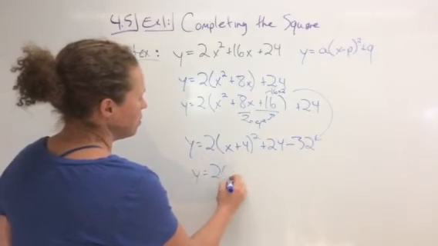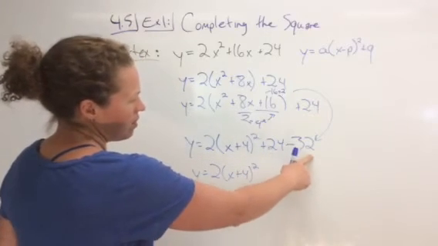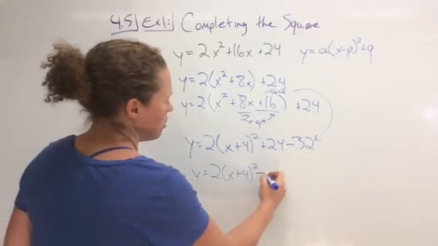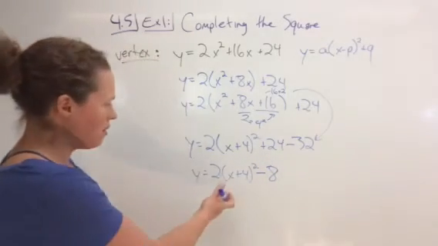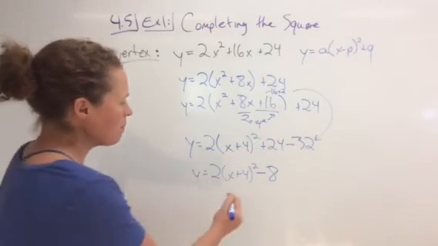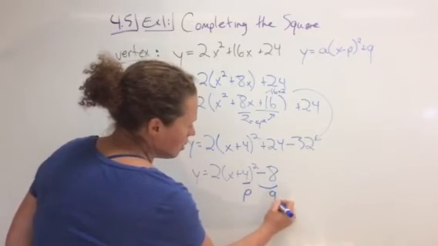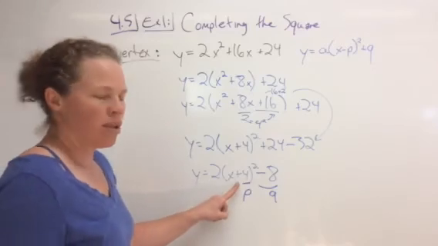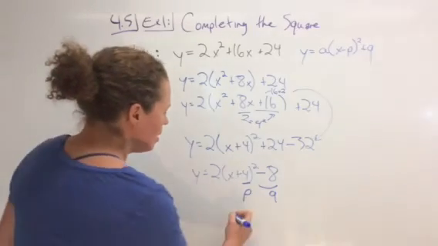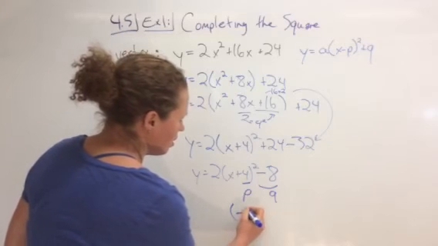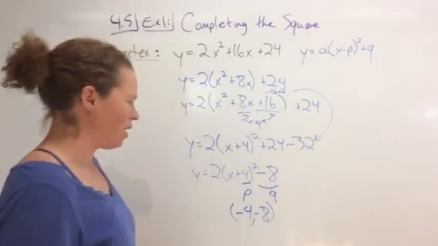So y equals 2, x plus 4 squared. Negative 32 and positive 24 gives me negative 8 in total. And so I should have this as my final equation. Here's my p. Here's my q. Remember that for p you have to reverse the sign because this is supposed to be x minus. So I'll have my vertex coordinates at negative 4 and negative 8.